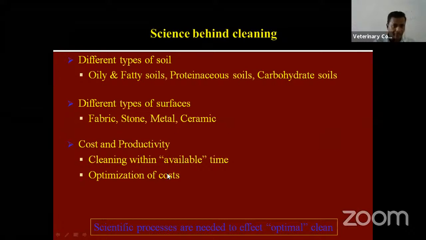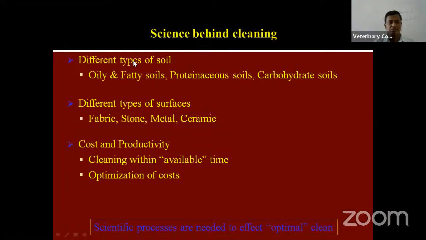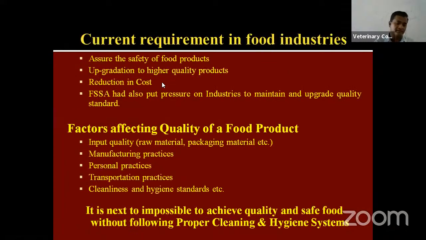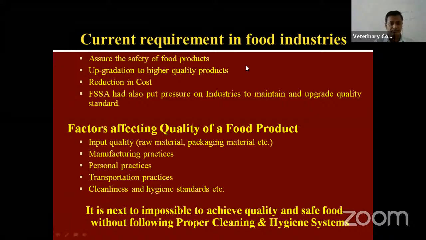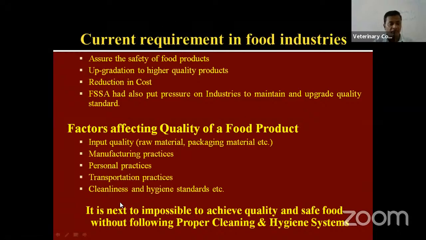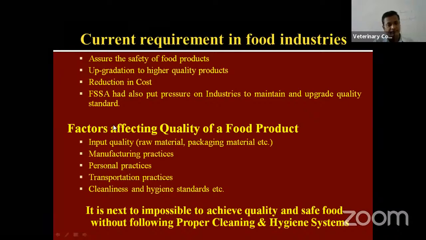Then cost and productivity is also a very important thing. So we have to apply strong science in achieving the cleaning and sanitization process within the food industry. And the current requirements of the industry are also like that. Whether it is any quality assurance programs or the Food Safety and Standards Authority of India, all of them recommend that. So proper cleaning and sanitization must be implemented in any food production unit, let it be of animal origin or foods of plant origin.